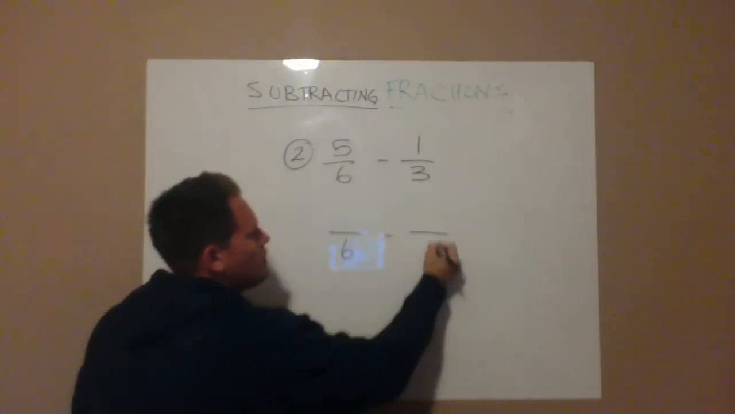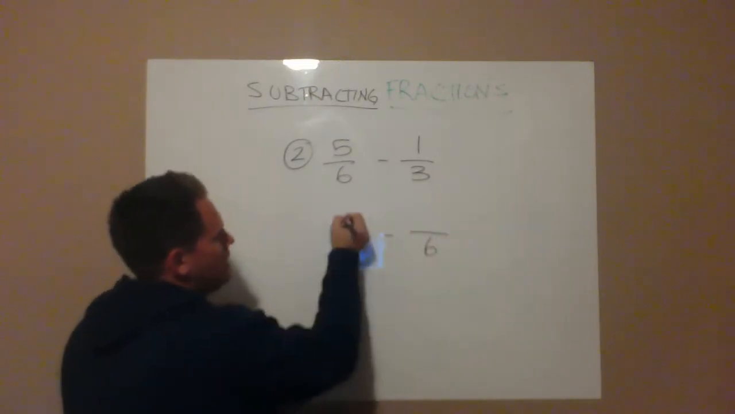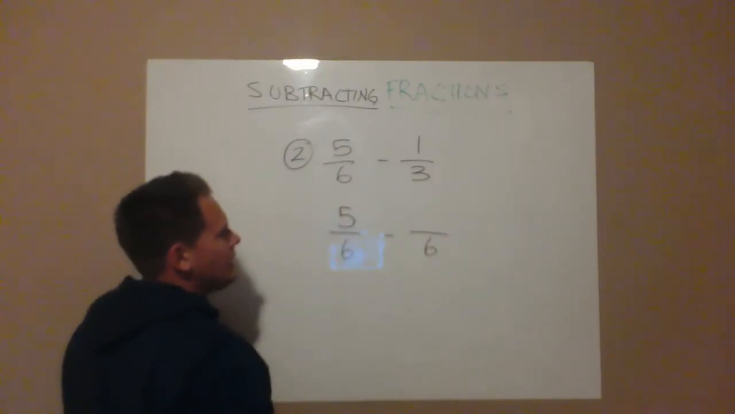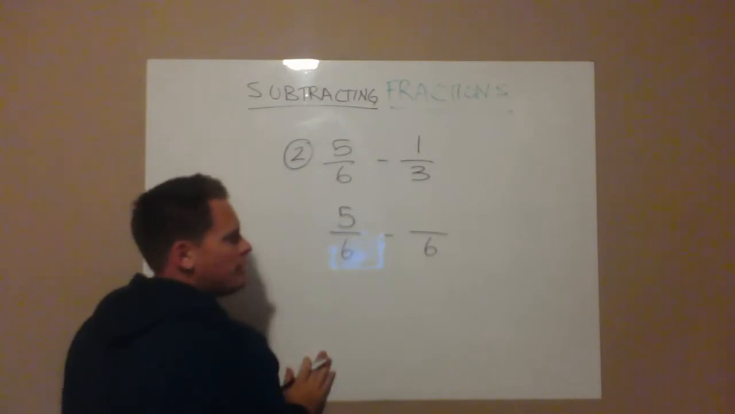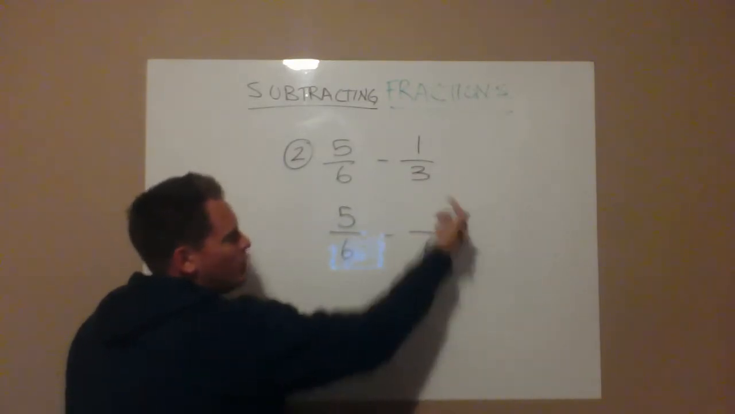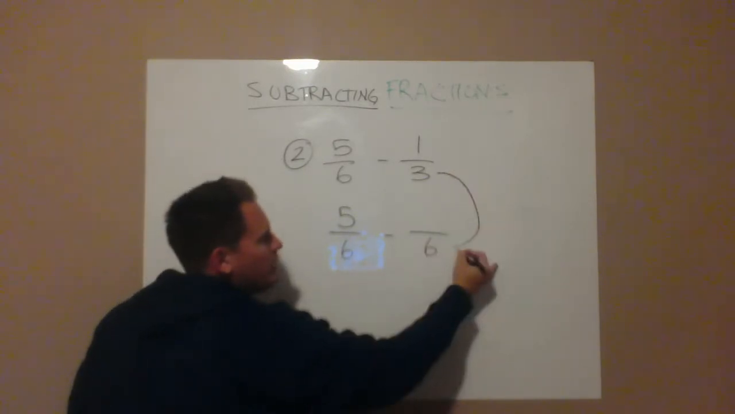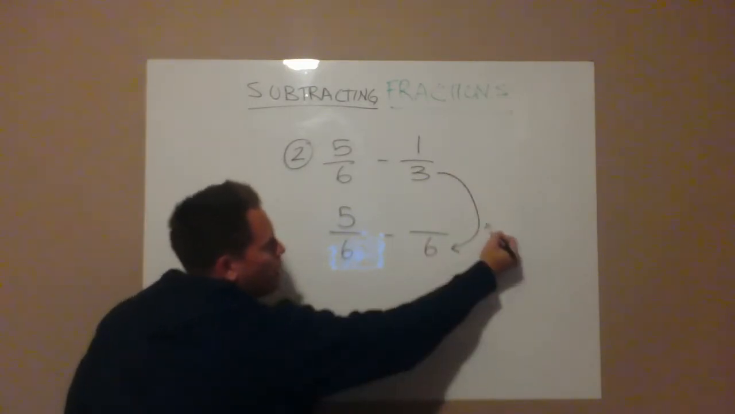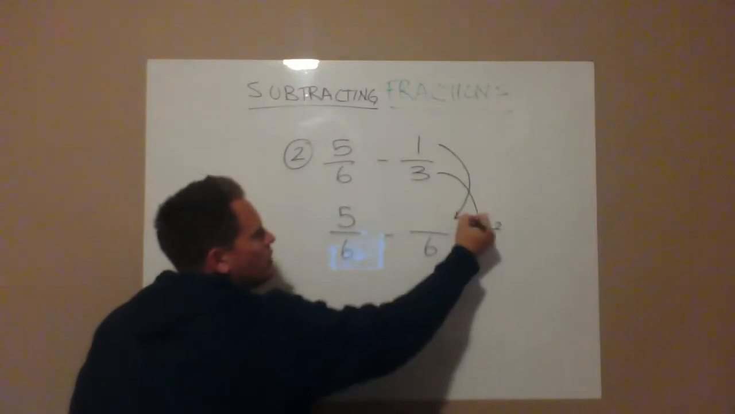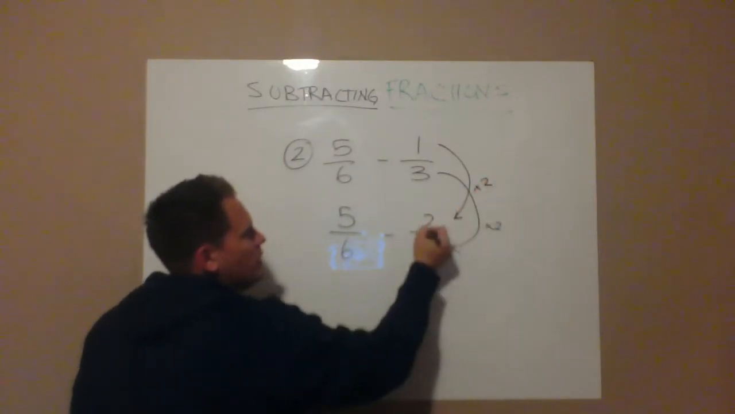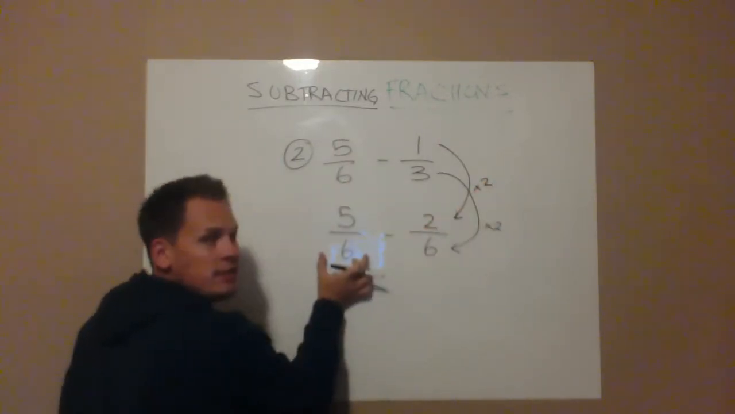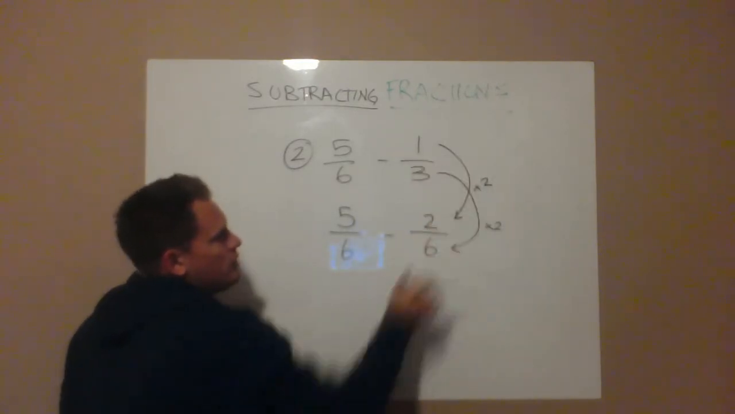Hopefully you see that the 3 can become a 6 very easily. Again, just leaves us with a lot less work. 5/6 is equivalent to 5/6. 1/3 is not equivalent to 1/3. I can't just bring that 1 down because something happened to the 3. It got multiplied by a 2, so this also needs to get multiplied by 2. So 5/6 is equivalent to 5/6. 1/3 is equivalent to 2/6.